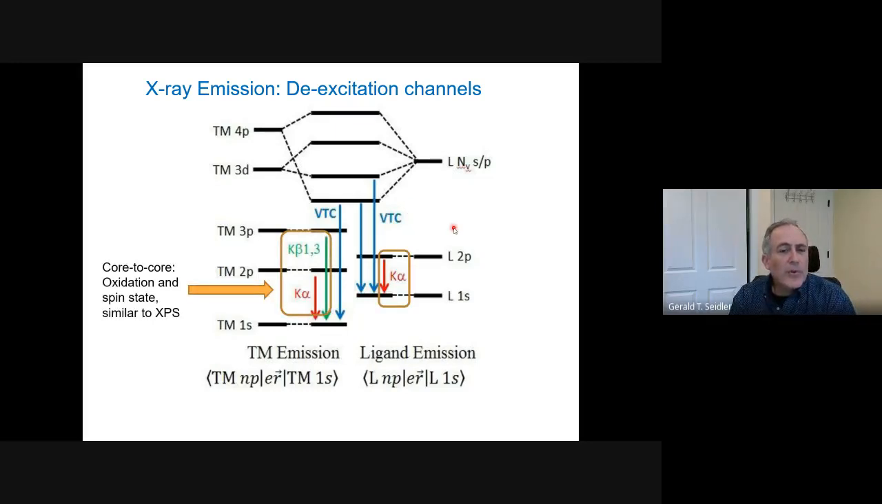These core-to-core transitions can tell you about oxidation state and spin state, and they're really similar to X-ray photoelectron spectroscopy, except that they're bulk sensitive, whereas XPS is much more surface sensitive.